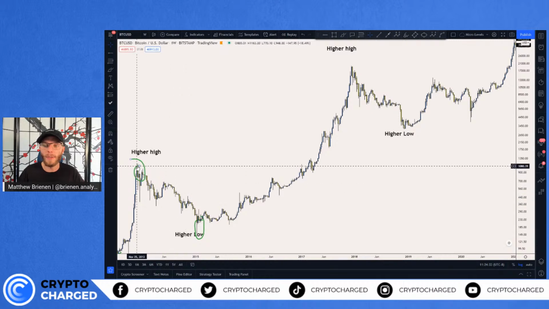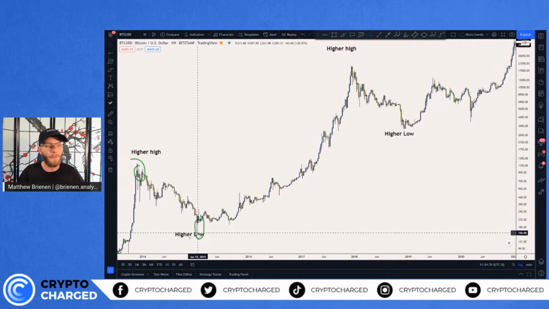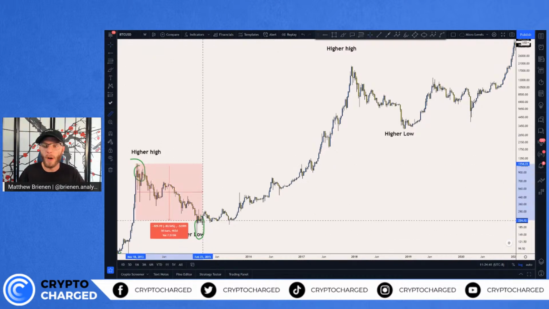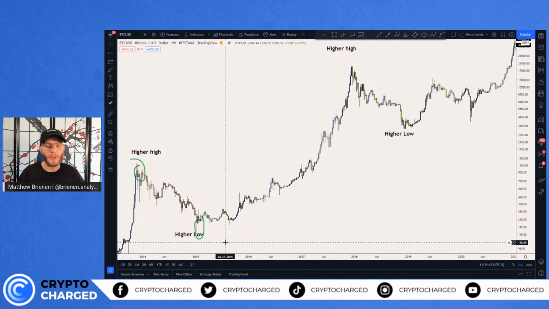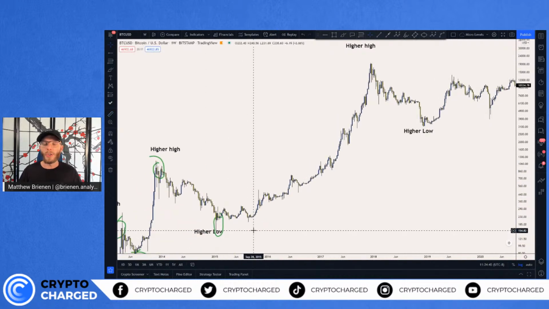If we look at the high that was made over here in 2013 at roughly almost $1,200, and we see the pullback to the low that was set at $156, again, the knockback here was about 85%. Overall, the trend is still intact. We're still making on a macro level a series of higher highs and higher lows.